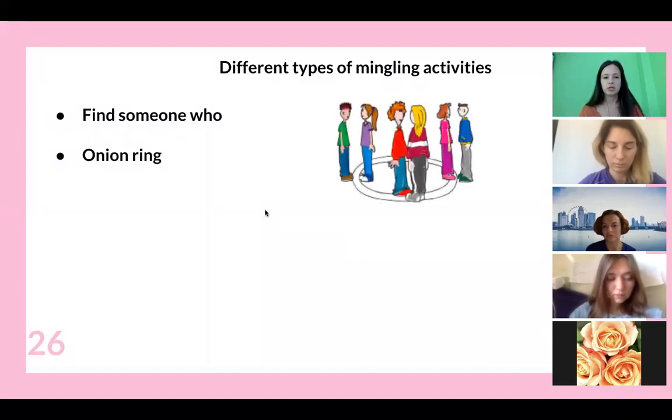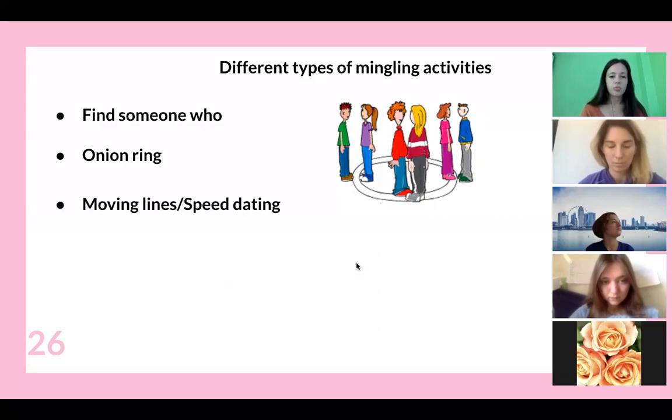Then another variation is onion rings, where students make two circles, the outer circle and the inner circle. They stand opposite each other. Students in the outer circle move clockwise, and students in the inner circle stay in the same place. And in such a way, they have the opportunity to talk to almost everybody.